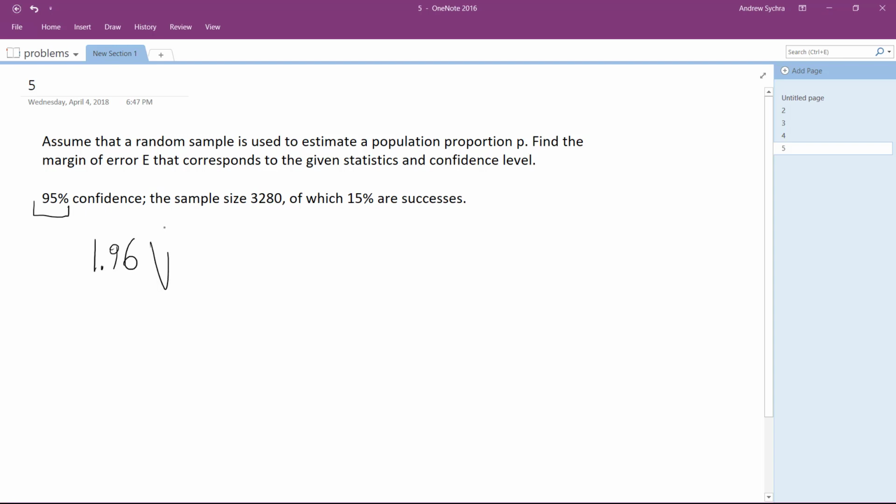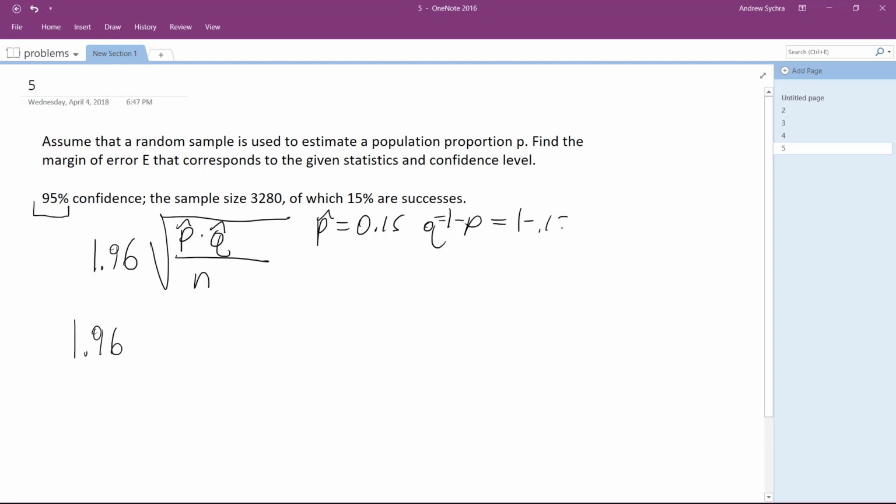And then we're using the equation, z times the square root of P Q over N, the sample size. All right, so this ends up being 1.96. And actually, P is going to be equal to 0.15. And then Q is just 1 minus P, which is going to be equal to 1 minus 0.15, which is equal to 0.85.